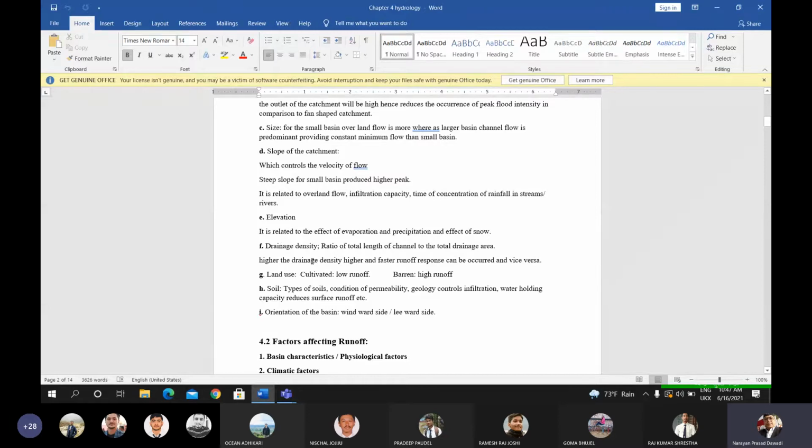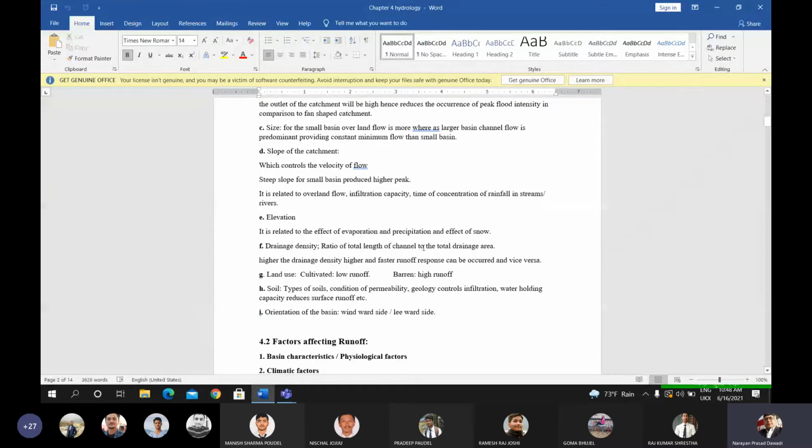If the land is used for cultivation purpose, that land is timely dug and timely plowed for the purpose of cultivation, so the topsoil of the area is loose due to the timely cultivation process. So the chance of infiltration of water from such area is predominant, and the loss of water into the underground soil will definitely reduce the surface runoff.